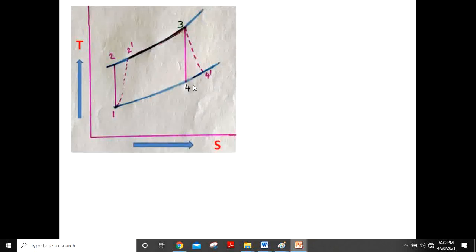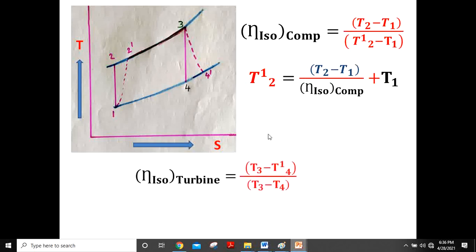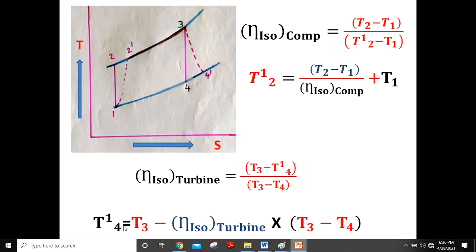And the TS diagram is like this. Compression efficiency is T2 minus T1 divided by T2 dash minus T1. Rearranging this equation, you will get the value of T2 dash like this. Similarly, the isentropic efficiency of the turbine is the ratio of actual expansion to the isentropic expansion. Therefore, it is T3 minus T4 dash divided by T3 minus T4. The T4 dash value will be this one.